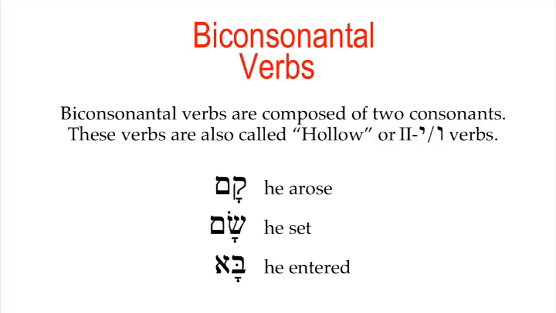Look at your screen with me. Biconsonantal verbs are composed of two consonants rather than three. These verbs are also called hollow or two yod waw verbs.